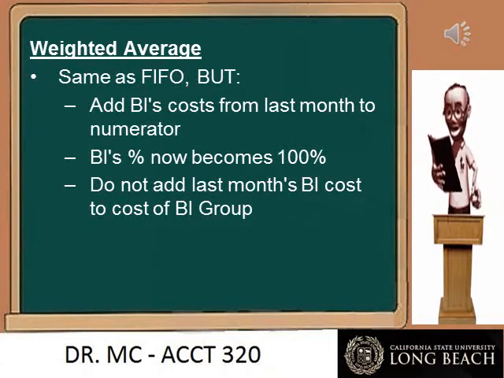The third and final change is that you no longer add last month's cost to the beginning inventory. We are taking those costs away from beginning inventory and adding them to our cost pool. In return for giving up those costs, we now give beginning inventory a full share of those costs, which is why the beginning inventory percentages are now 100%.